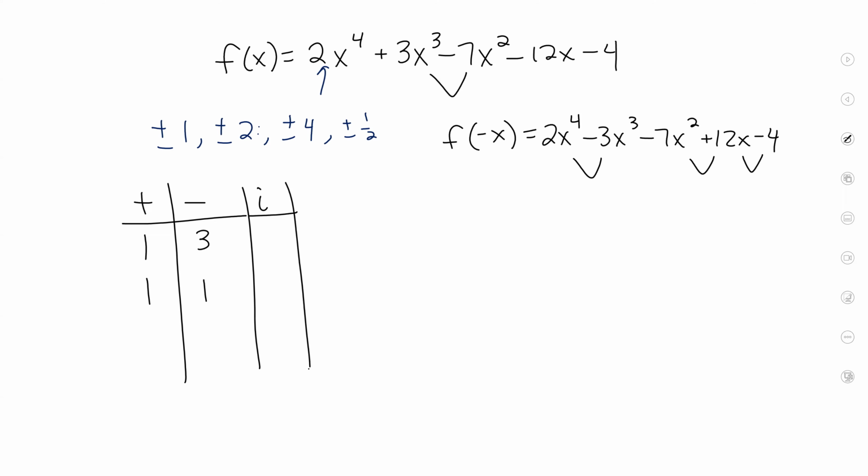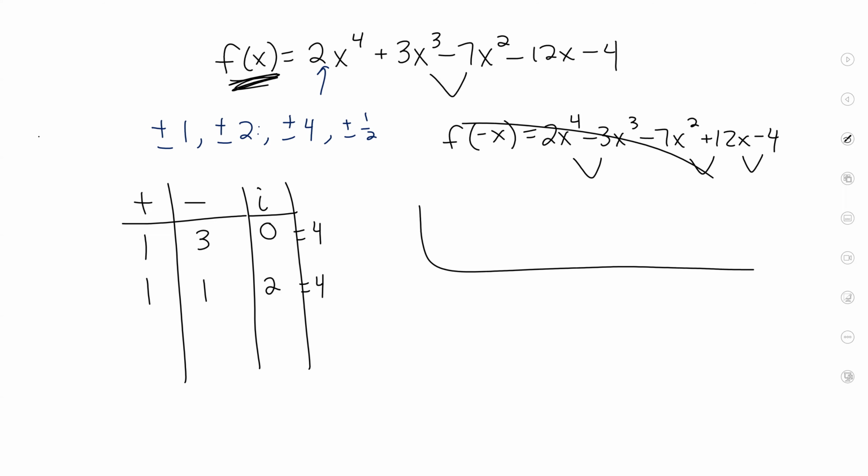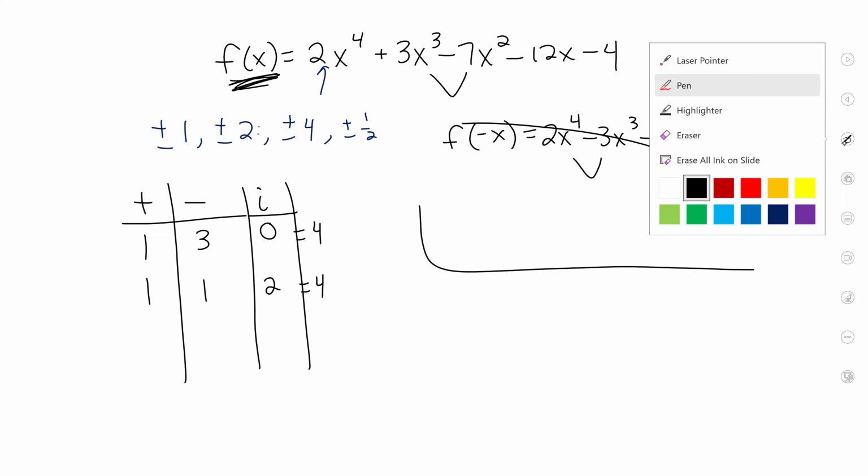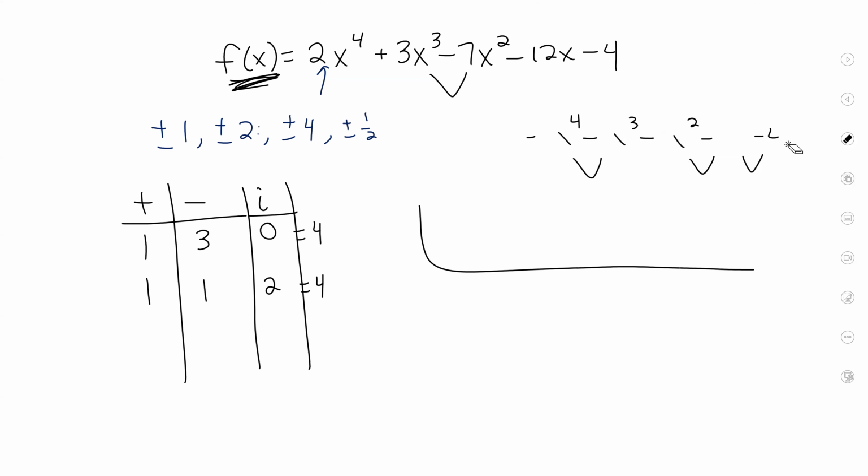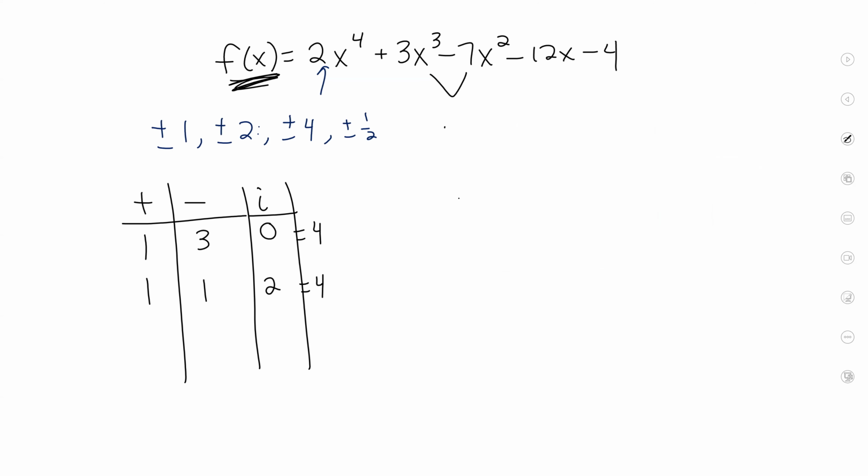This is a 4th degree polynomial, so I know this will be 0 and 2 so that they can equal 4. All right, let's go ahead and do synthetic division. I do synthetic division on the original one, not that one. So let me erase that, get that out the way. We're not using this anymore. We're done with that problem. All right, so let's do synthetic division on 2, 3, -7, -12, -4.